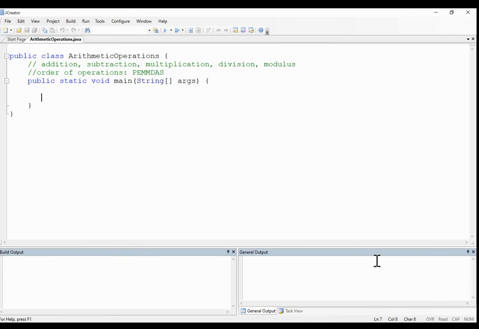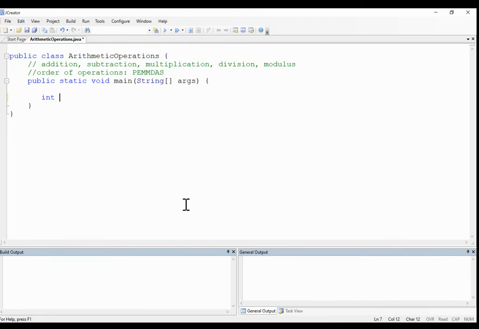Okay, we'll be talking about the arithmetic operations. What I mean by that, like the regular operations that we use, such as addition, subtraction, multiplication, division, and also we'll be talking about modulus. So let's have an example.